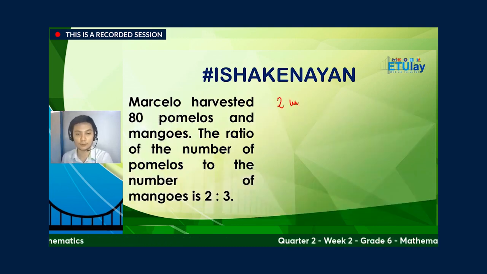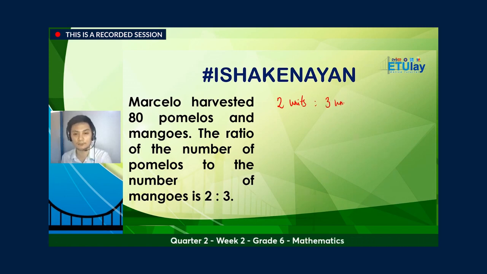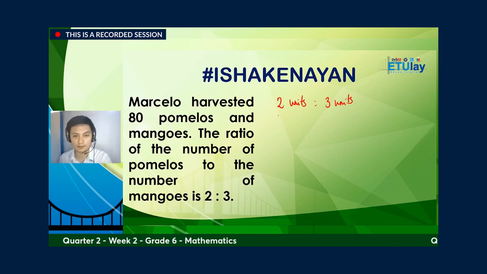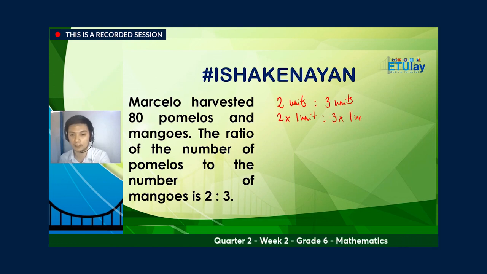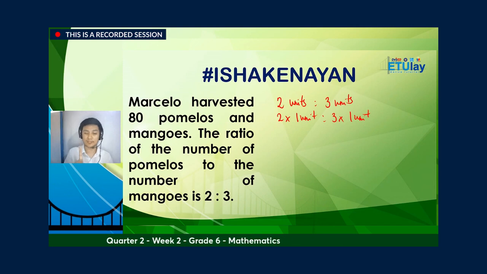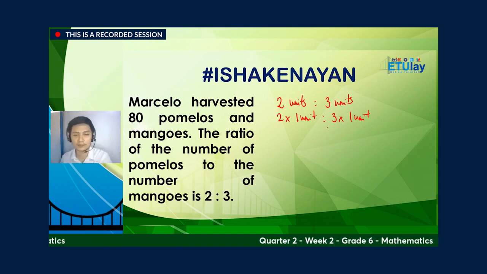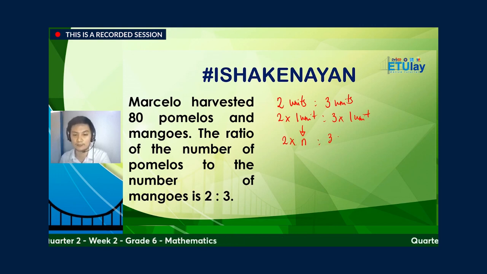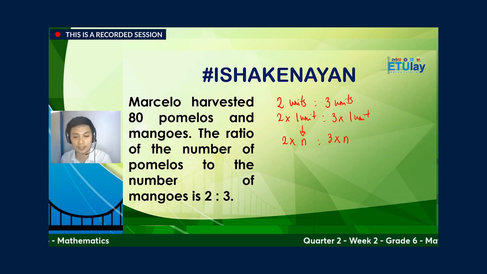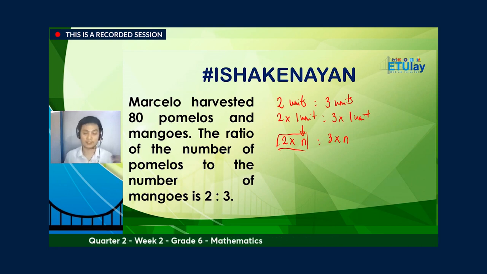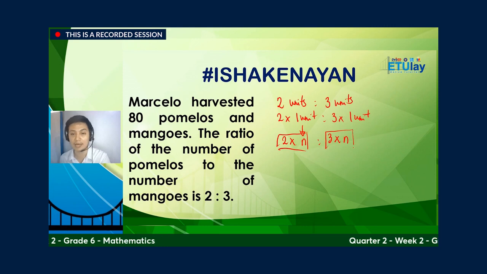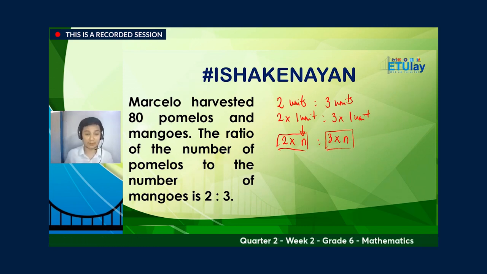So again, ang 2:3 ay ibig sabihin niyan 2 units is to 3 units. Okay? 2 units meaning 2 times 1 unit is to 3 times 1 unit. Ibig sabihin ng 1 unit, yan ang nagre-represent ilang prutas sa kada unit. Okay? Kaya mangga man yan o pomelo. So we can represent this unknown as n. Okay? So you have 2 times n is to 3 times n. So ibig sabihin, itong 2 times n na ito, yan ang nagre-represent sa actual number ng pomelos na na-harvest ni Marcelo. Whereas yung 3 times n naman, ang nagre-represent sa actual number ng mangoes na na-harvest ni Marcelo.